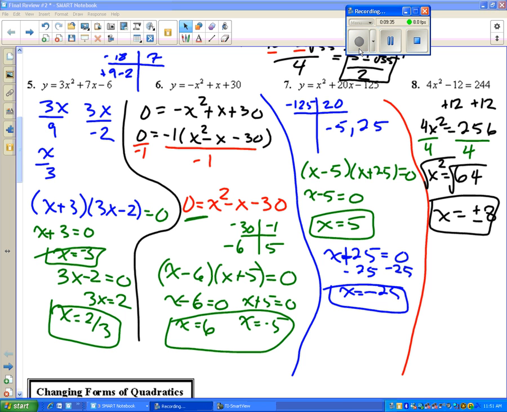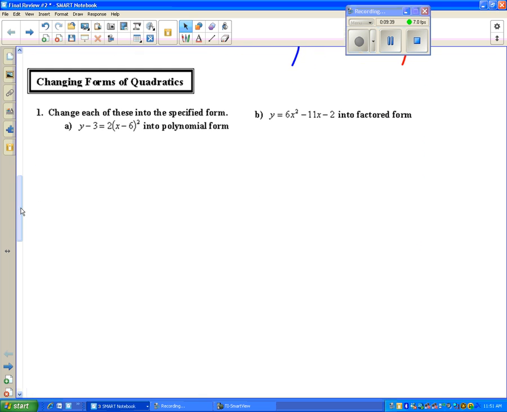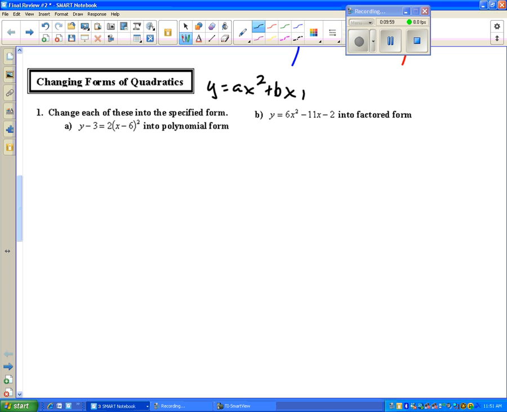All right, so that was number 8. Next section, changing forms of quadratics. I set mine up a little differently. Let's go ahead and do this. Number 1, change each of these into the specified form. I want this in polynomial. Remember, polynomial is y is equal to ax squared plus bx plus c.